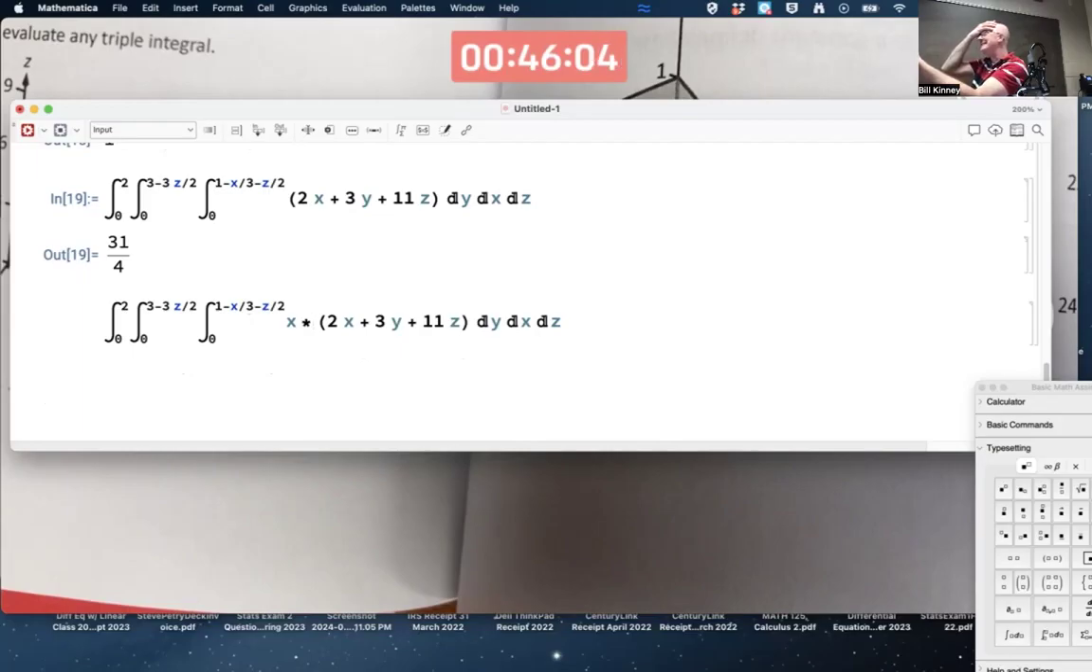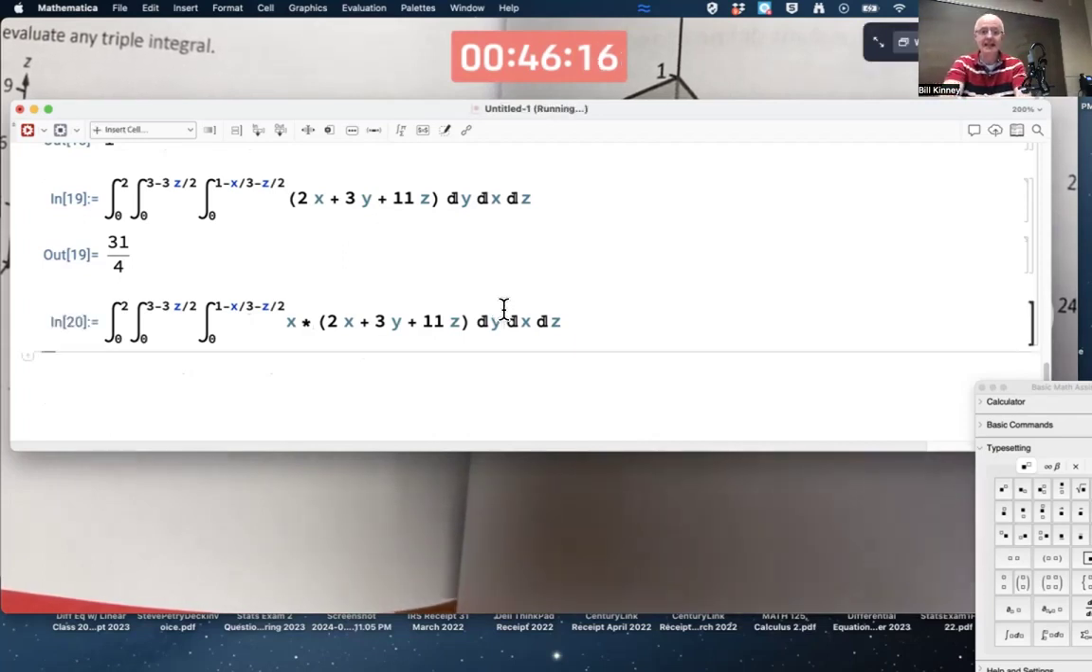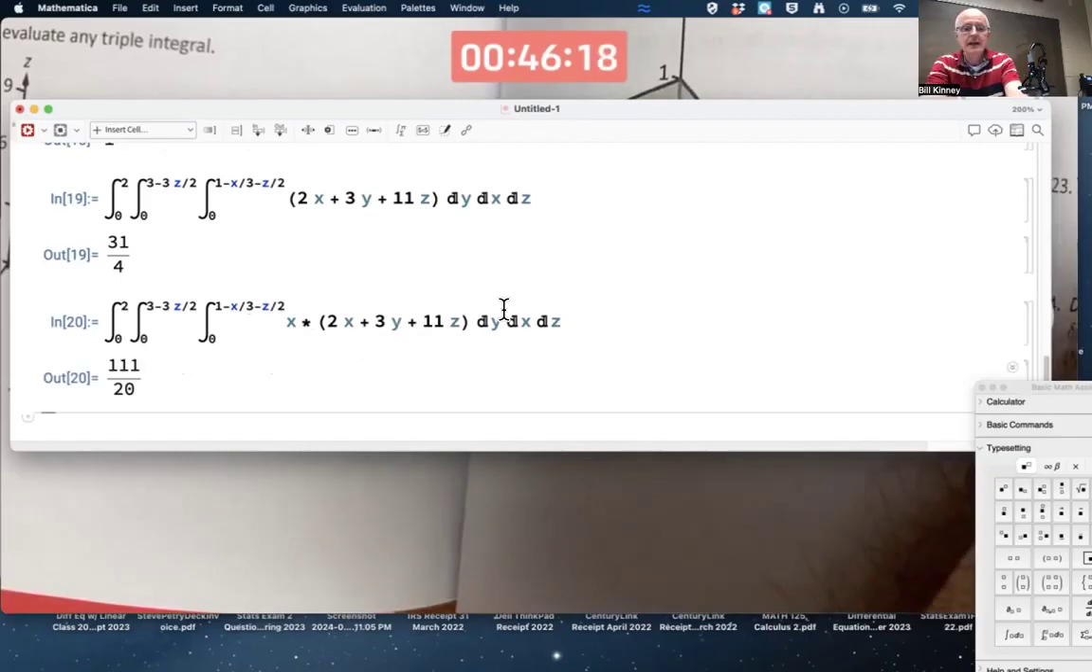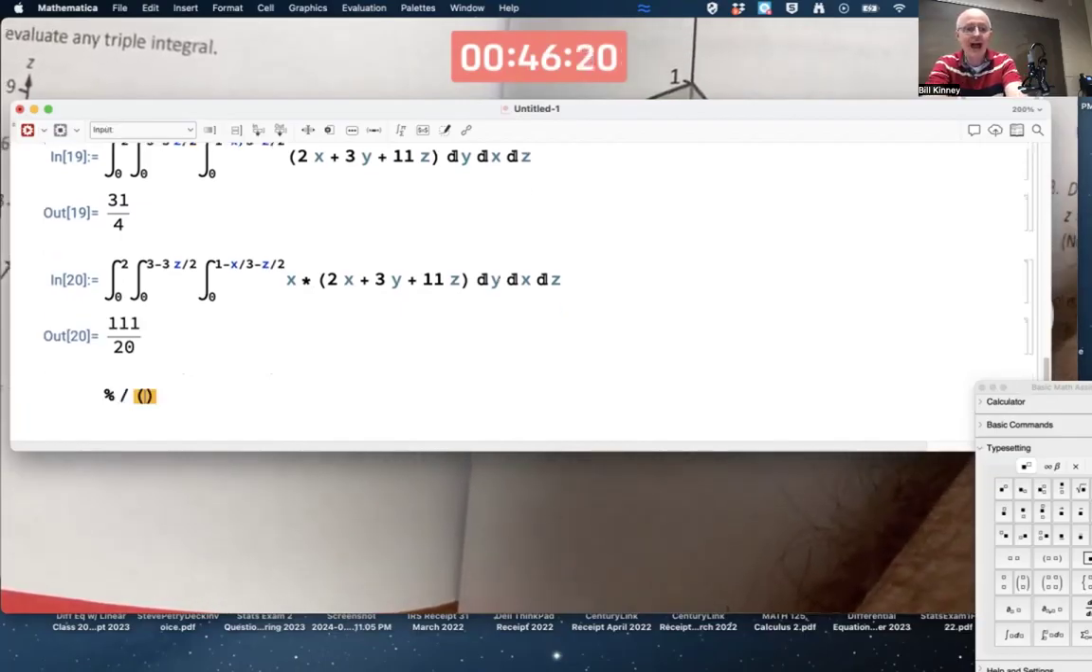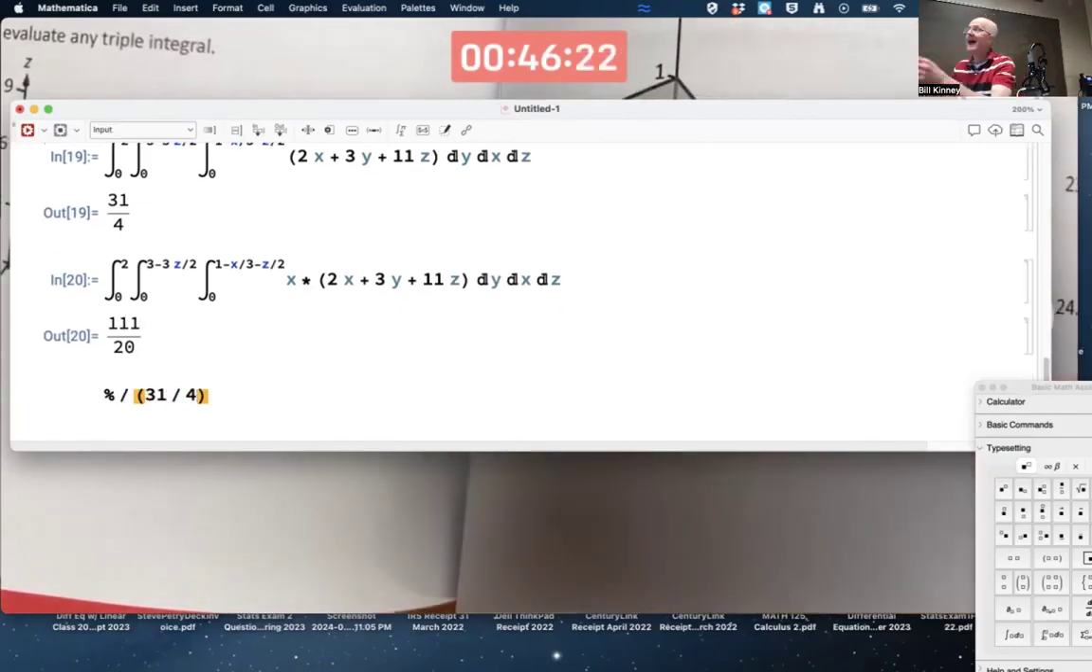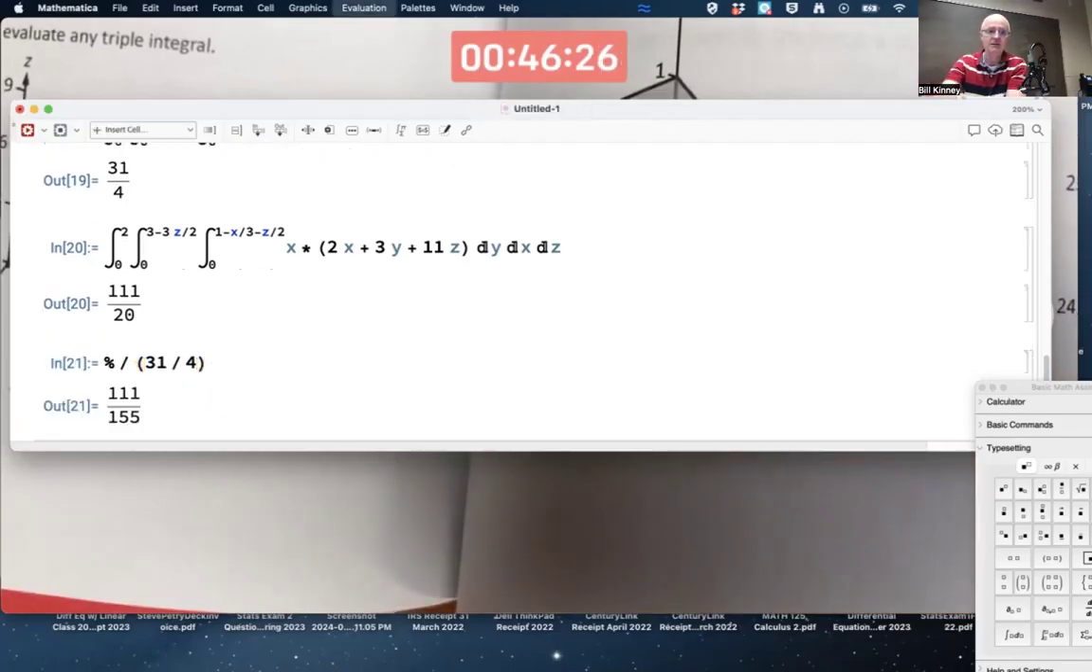The moment is called m sub yz. When you integrate x times the density, that's m sub yz when it gives me an answer. If I take that and divide by the mass, 31 over 4, that's giving me x bar, the center of mass in the x direction. These are in the book.